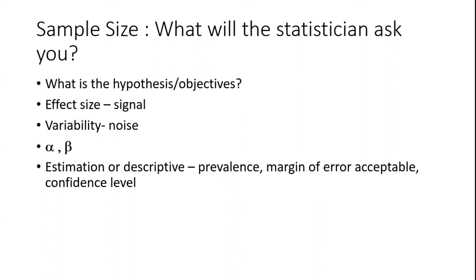Then I can fix the margin of error. I'm ready to accept an error of 5%. So it can be 15%, it can be 25%; if I get that in my study, it is acceptable. And I have to give the confidence level, which is usually kept at 95%. So this is what the statistician is going to ask you when you go and ask for sample size.